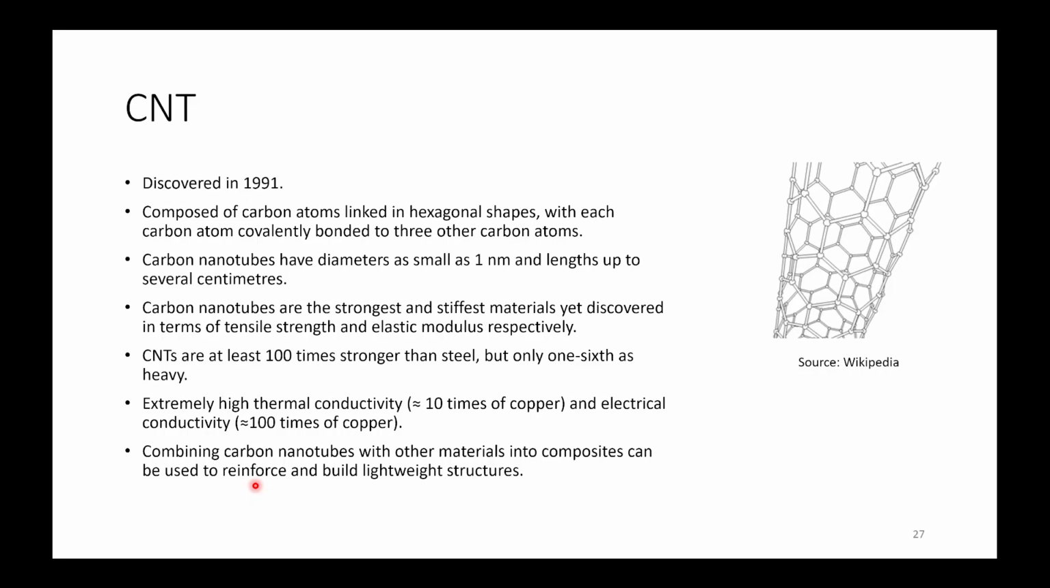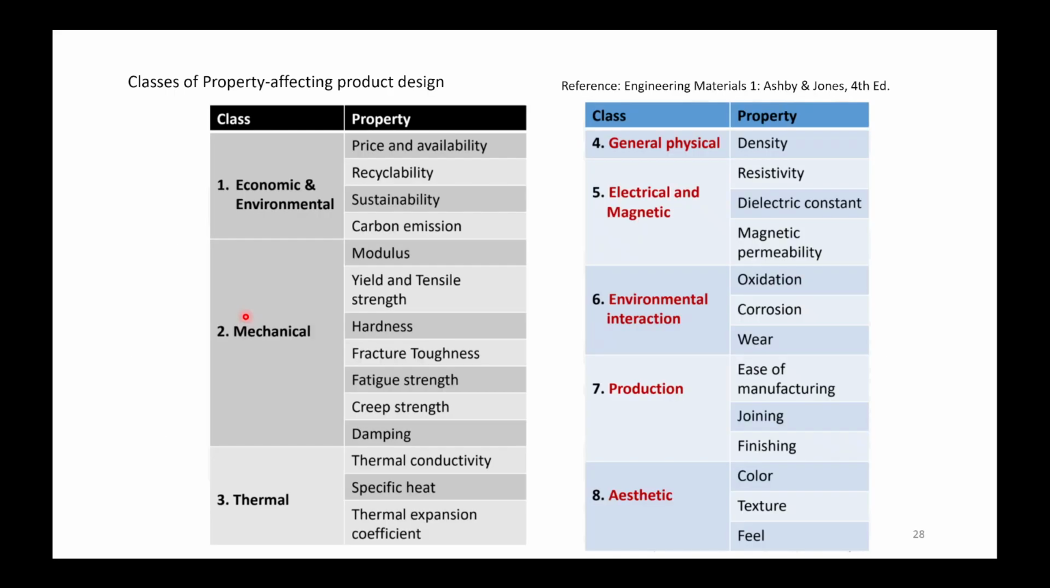Now, classes of properties affecting product design. Various properties are categorized under some classes. For example, economic and environmental properties. These can be price and availability of a particular material, recyclability, sustainability, and carbon emission. Carbon emission can be related to the manufacturing process.